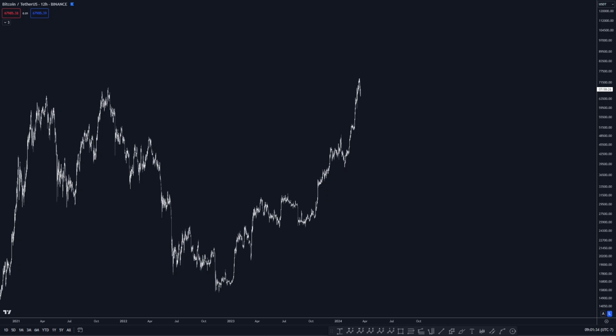For this stream, as always, we're going to go ahead and take a look at Bitcoin. We're going to take a look at the higher time frame, just briefly touch on it, then zoom into the medium term time frame, and then zoom into the smaller term time frame. Let's go ahead and jump into it.